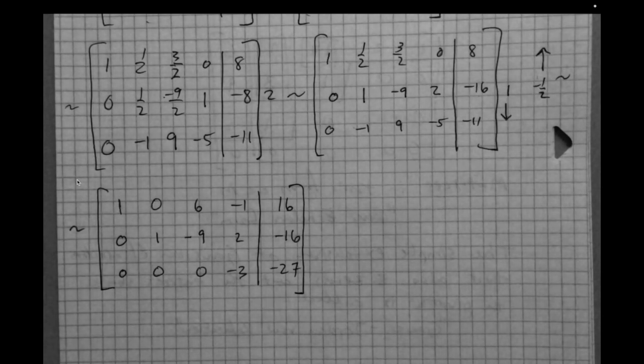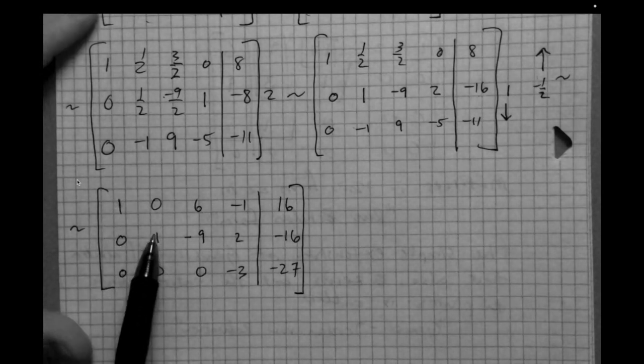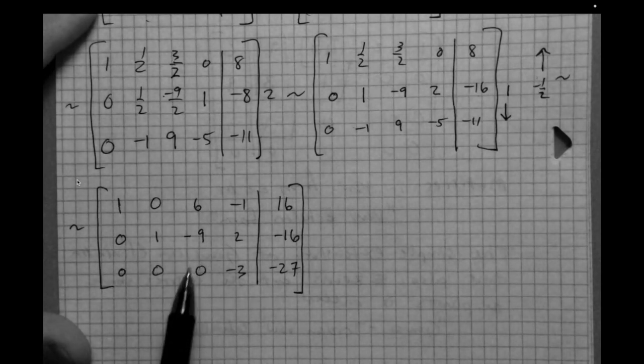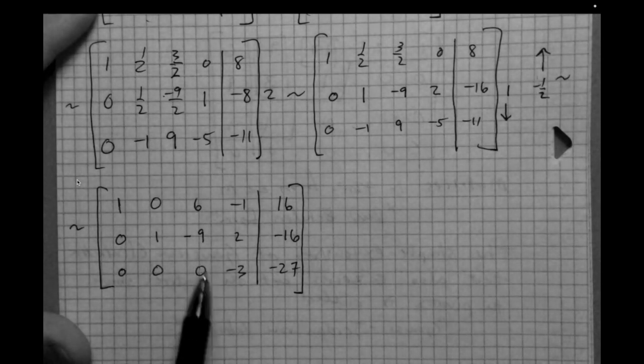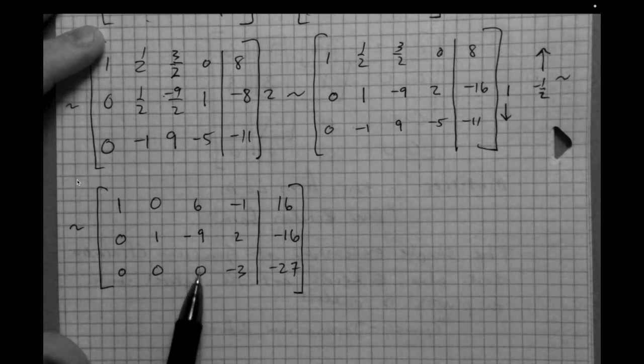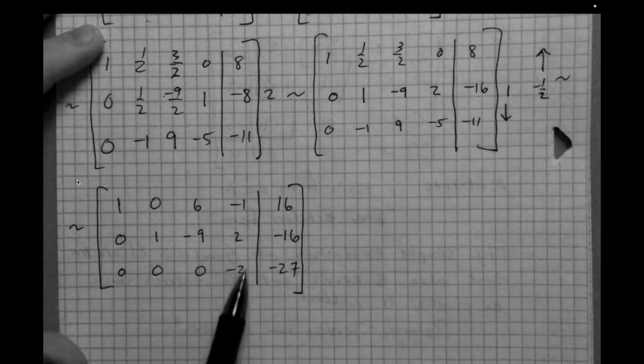Very good. And now what comes next? Well, we have a pivot here. We have a pivot here. And we can see now that it's not possible to get a pivot here, right? No, there's no row operation which can turn this into a 1. So our next pivot will be this guy.